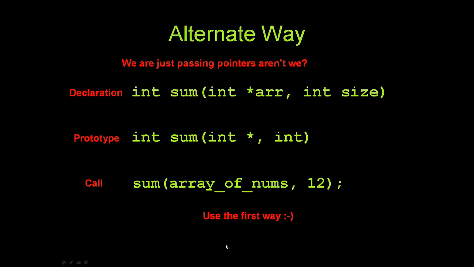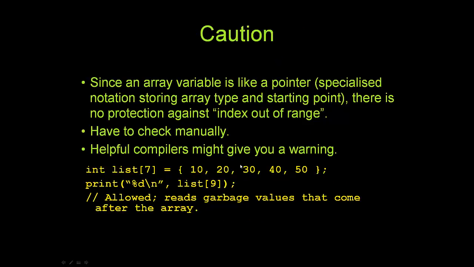So what else can you do? You can also pass pointers, and do things like this, but don't do this. Do the normal array way, and it's easier. Now, it turns out the array variable is like a pointer because it is a pointer, and there is no way you can actually protect against going out of range. So you check manually, and sometimes the compilers can help you check.